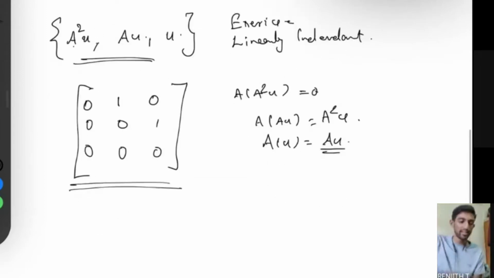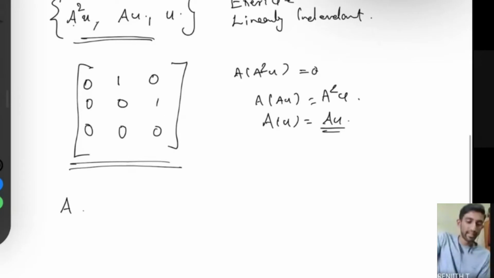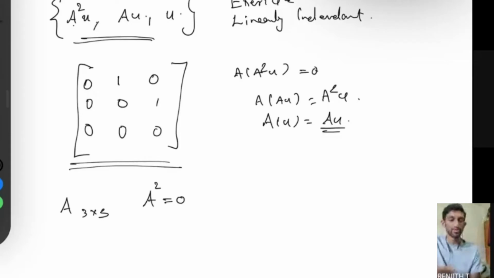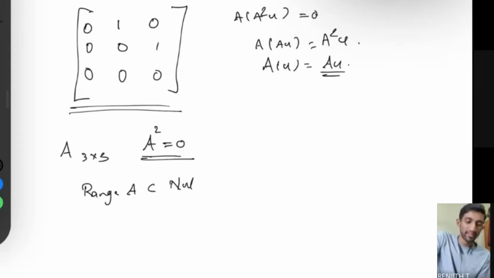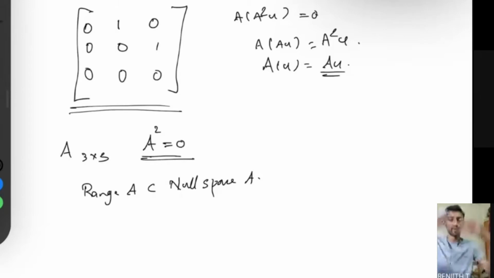Similarly, for a 3 by 3 matrix, it can be like this also. Here we took A cube equal to 0. One more option: A square equal to 0. Here A square equal to 0 means the range of A is contained in the null space of A, right? Otherwise you can't get A square equal to 0. If you get it, it is easy to prove.